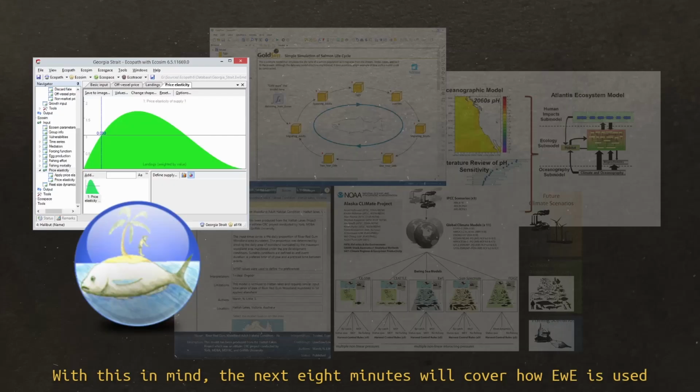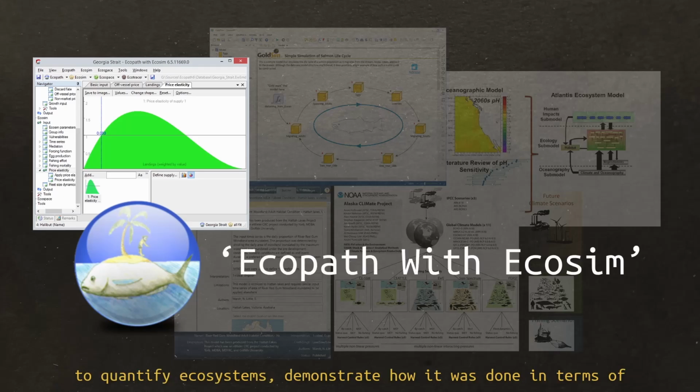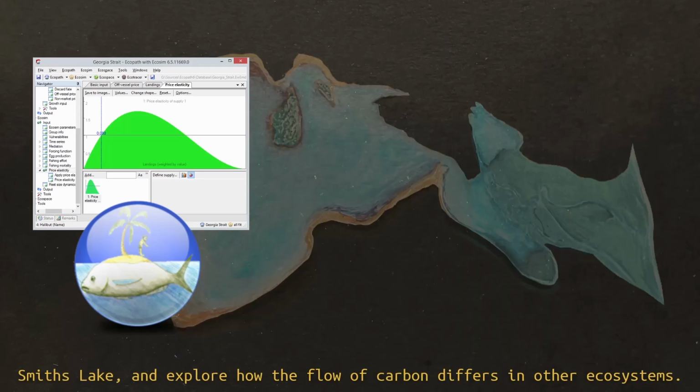With this in mind, the next 8 minutes will cover how Ecopath with Ecosim is used to quantify ecosystems, demonstrate how it was done in terms of Smith's Lake, and explore how the flow of carbon differs in other ecosystems.